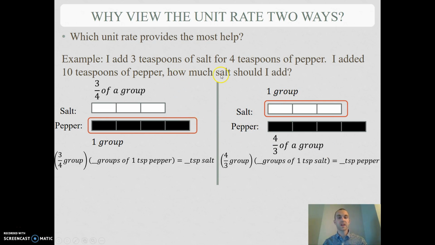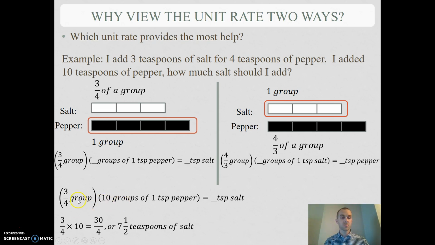So here I'm trying to find out how much salt should I add. So I know how many groups of 1 teaspoon I have in this problem. So I have 10 of those groups. So I'd be looking at the first interpretation. So I know that the salt, it's always 3/4 to every group of, or 1 teaspoon of pepper that I have. So I have 10 groups, so 3/4 times 10 will give me 30/4. Or if I simplify that, that'd be 7.5 teaspoons of salt.